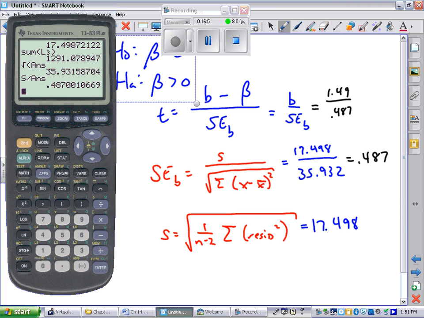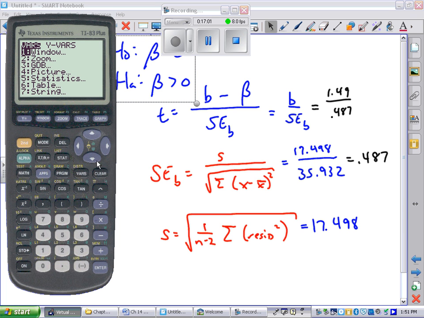But watch this little trick because this is pretty good. There's the 0.487. So I need to go B divided by this number. Here's how to get to B. VARs, statistics, EQ for equation, letter B. B divided by answer. There's my t-test statistic. It's 3.065.